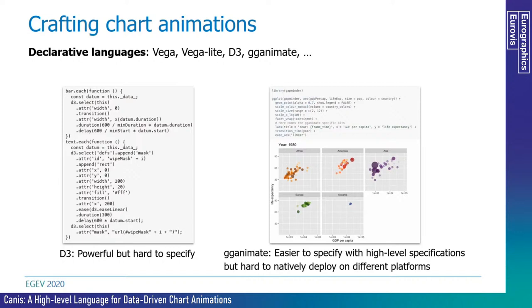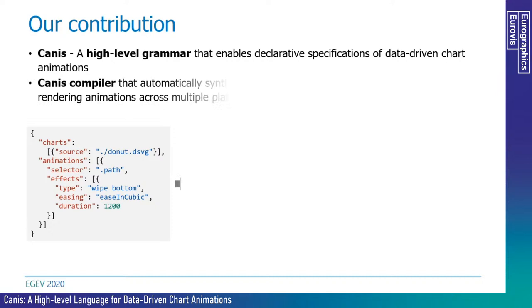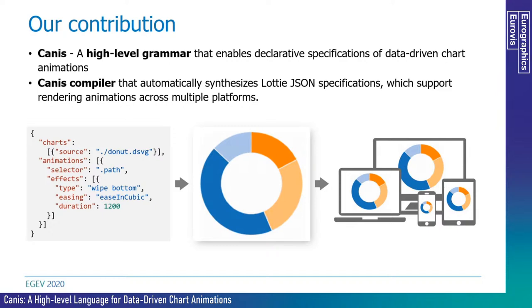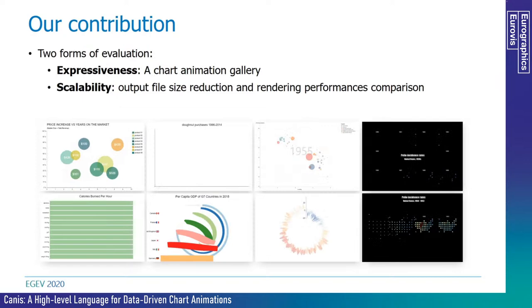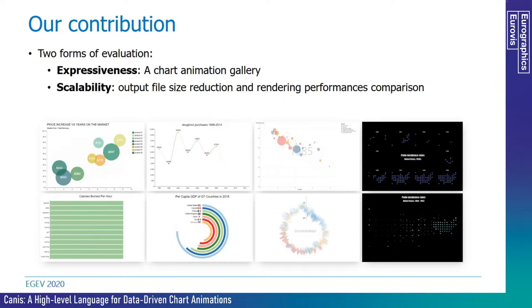To lower the barrier of crafting chart animations, we present this concise domain-specific language, Canis, to provide comprehensive support for constructing chart animations. It has a high-level grammar that enables specifications of data-driven chart animations, and a compiler which automatically synthesizes low-level JSON specifications which support deploying animations across multiple platforms. Then we conducted two forms of evaluation: creating a chart animation gallery to illustrate the expressiveness, and a quantitative comparison of the output file size and rendering performance to evaluate the scalability.